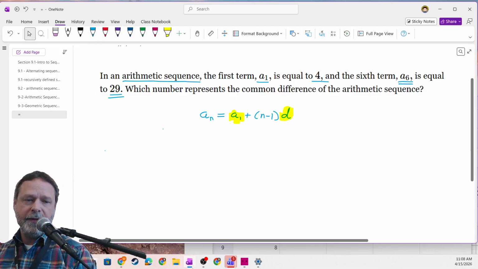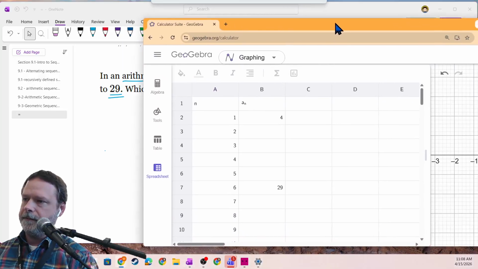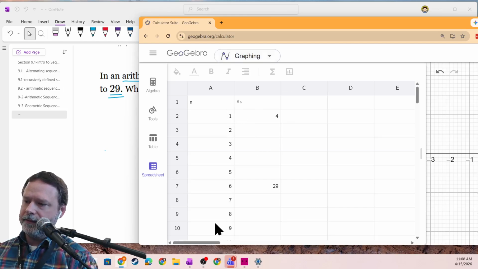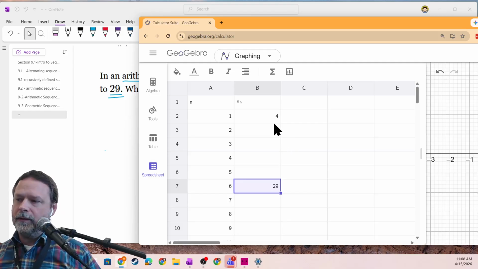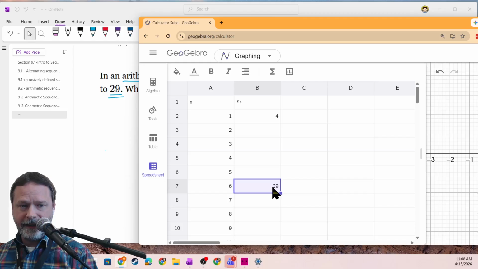All right. So visually speaking, what's that look like? I already filled out a little spreadsheet here using geogebra.org. I got spreadsheet selected, my graphing mode, n, a sub n. So here are my n's. I'm given a1 is 4, a6 is 29. I know I'm adding the same thing over and over again till I get to 29. And how many times am I adding it? Well, I'm going from a1 to a6. I'm adding it 1, 2, 3, 4, 5 times.